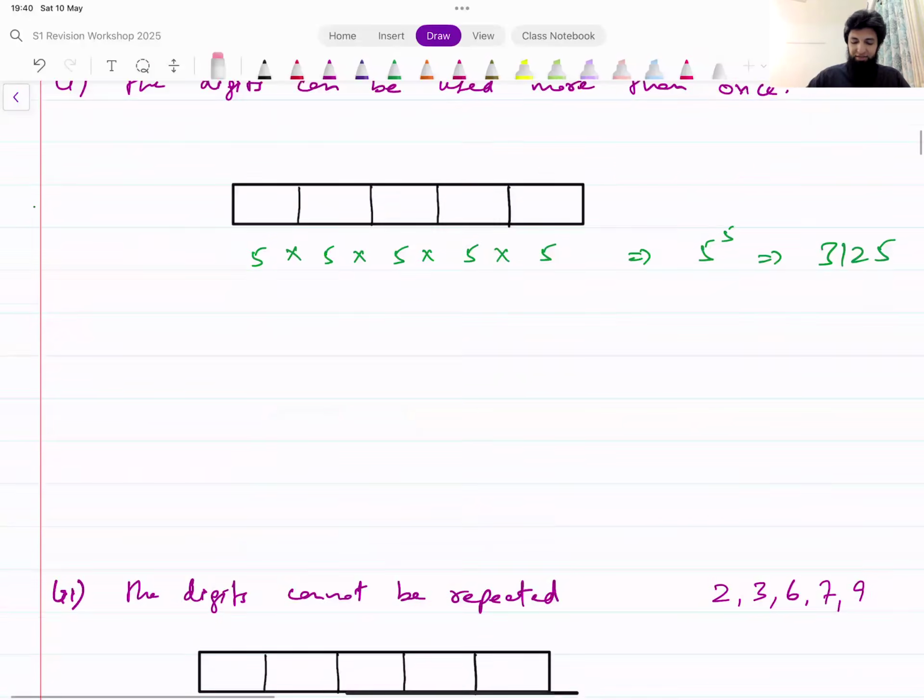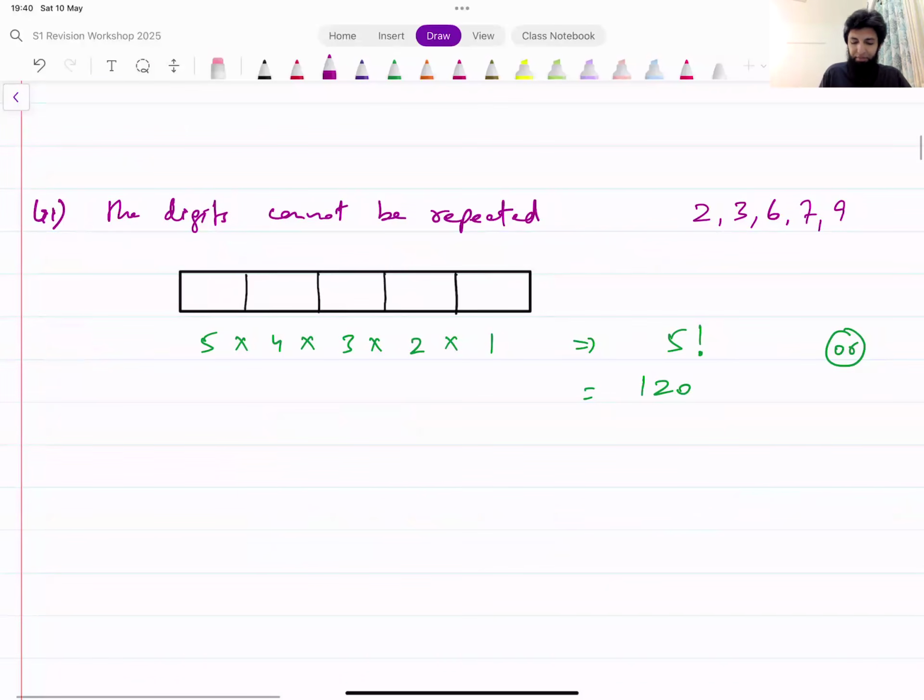Now, if we were to change this slightly, and we say, the digits cannot be repeated now. The digits cannot be repeated. If digits cannot be repeated, what does that mean? How many options do we have for the first box?